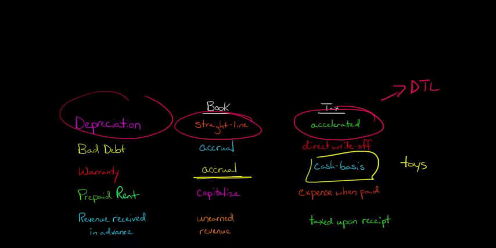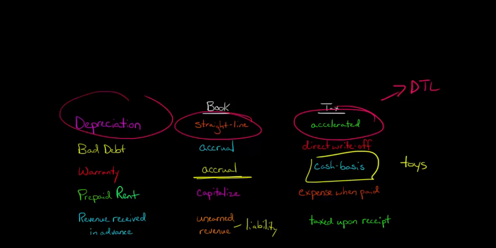Now on the flip side, when you receive revenue in advance, for financial reporting purposes, we would call that unearned revenue. So let's say that you're a landlord and you receive rent in advance, and you haven't earned that rent yet because the month or year hasn't passed. That's unearned revenue. If you remember, that's going to be a liability. It's going to go on the balance sheet. But for tax purposes, it's taxed upon receipt.